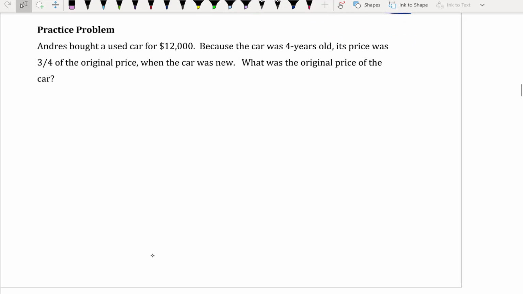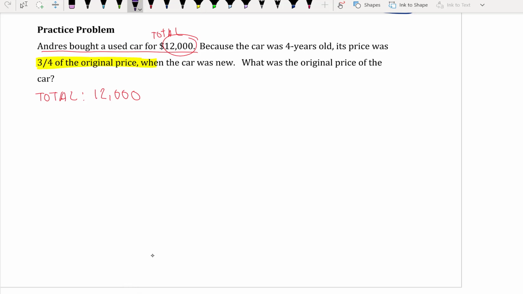For your practice problems, it says Andres bought a used car for $12,000. Because the car was 4 years old, its price was 3/4 of the original price when the car was new. What was the original price of the car? Well, you know that this is how much total he bought it for. So I know that the total that he bought it for is that $12,000. And I know that because it's a used car, it's 3/4 of the original price.